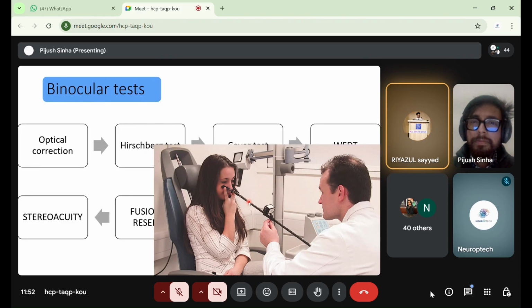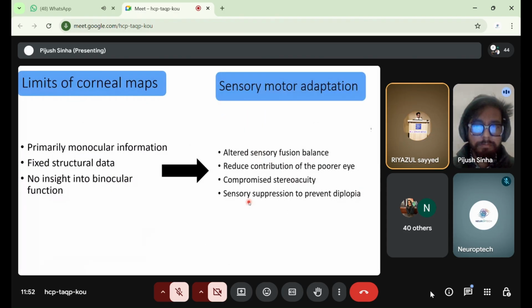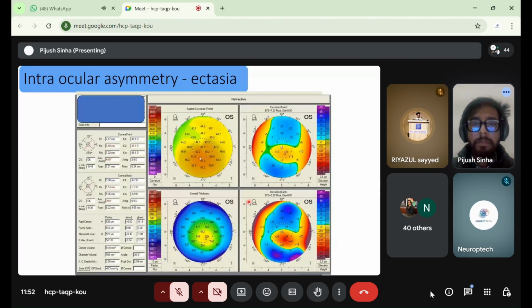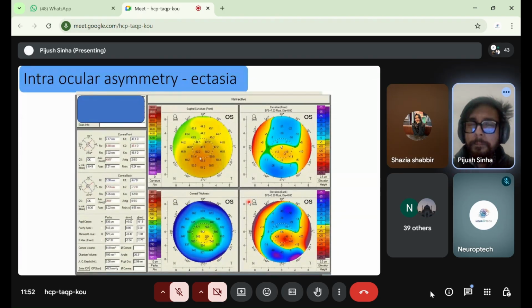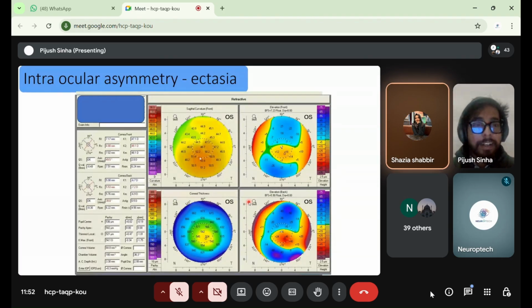Reconstructive clinical... eye movement... Sir, give me 2 minutes, 2 minutes. Sorry. Can you again repeat, please? I don't know. I think something went wrong.